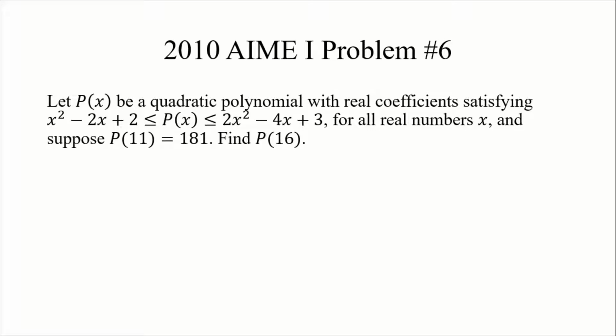Alright, so the problem states: let p of x be a quadratic polynomial with real coefficients satisfying x squared minus 2x plus 2 is less than or equal to p of x, which is less than or equal to 2x squared minus 4x plus 3 for all real numbers x. And suppose p of 11 is equal to 181. Find p of 16.